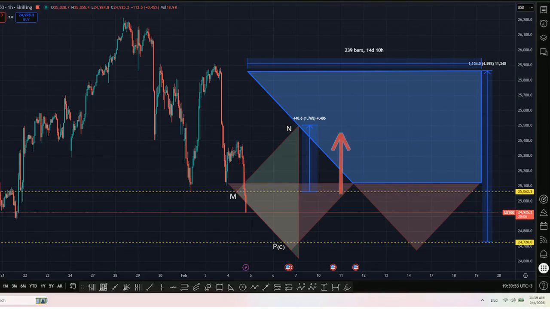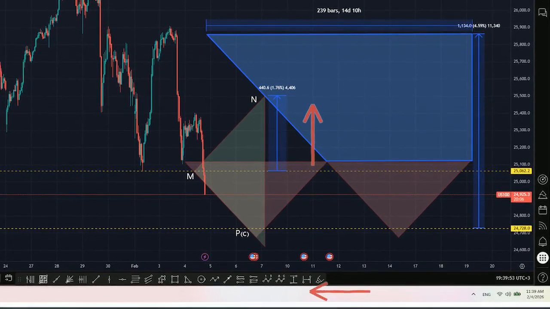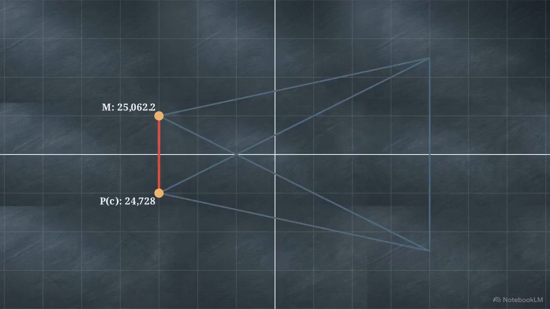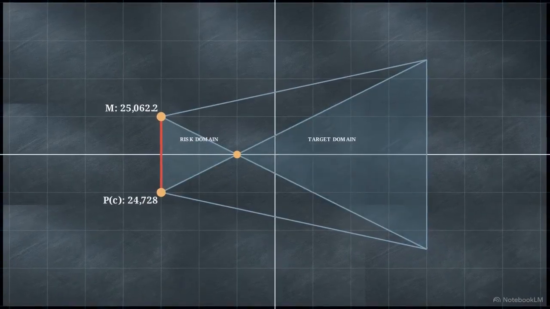The primary entry level, designated as coordinate M, is set at exactly $25,062.2. The secondary entry level, PFC, sits just below at $24,728. Deriving from these primary and secondary entries, we establish a mean entry point of $24,895.1. These specific coordinates form the rigid foundation for all subsequent risk and target calculations in this cycle.